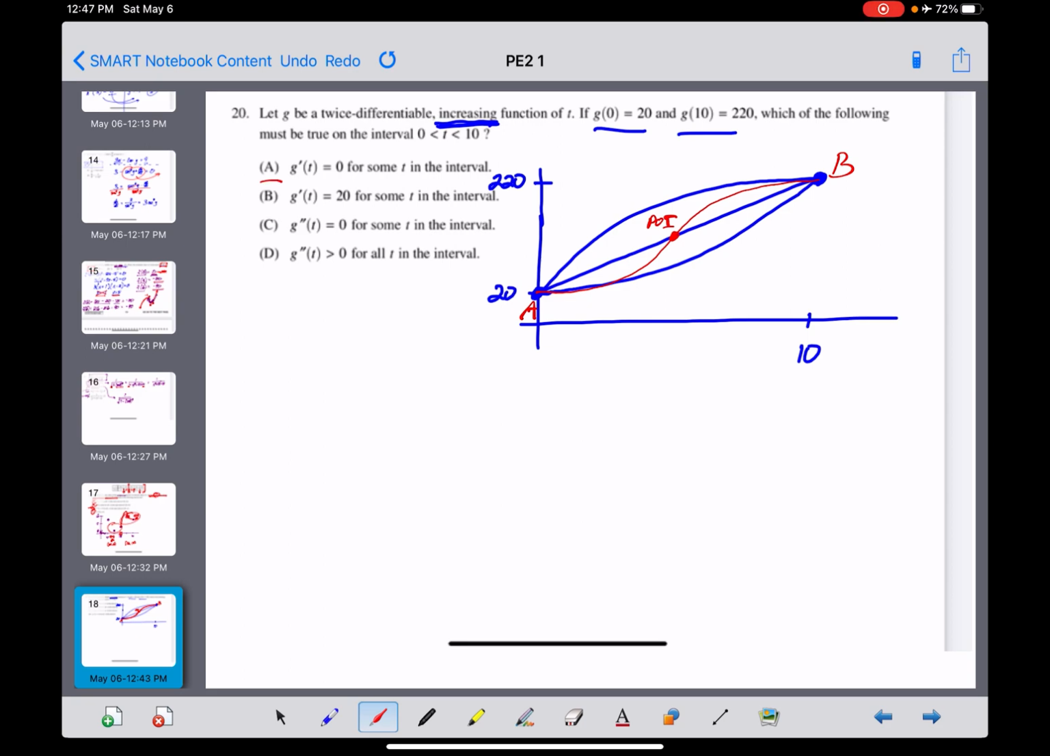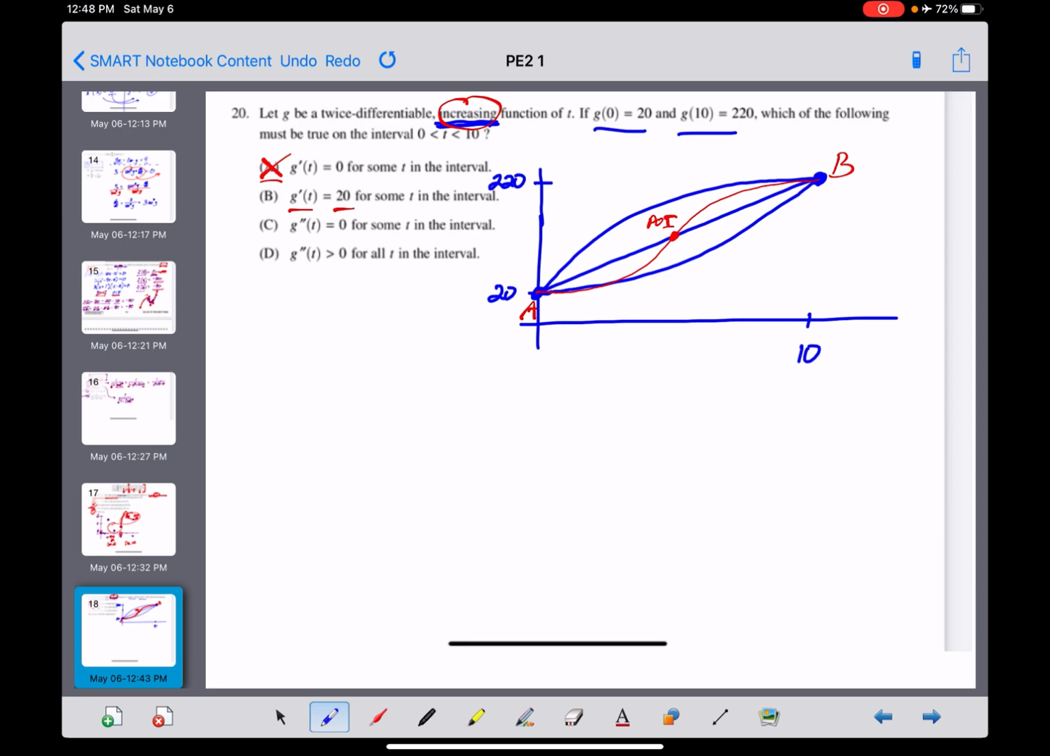Well, how about A? G prime of t is equal to 0 for some t in that interval? Well, guys, that's one we have to throw out right away. They told you the function was increasing on that whole interval, and so to have a tangent line that equals 0 could happen, but there's certainly no guarantee that it does. In fact, I've drawn all 4 cases right there that show a function that doesn't have a horizontal tangent line. So for A to be the answer, that would have to happen all the time, and that's definitely not the case. Now B, g prime of t, the value of our derivative, would have to equal 20.